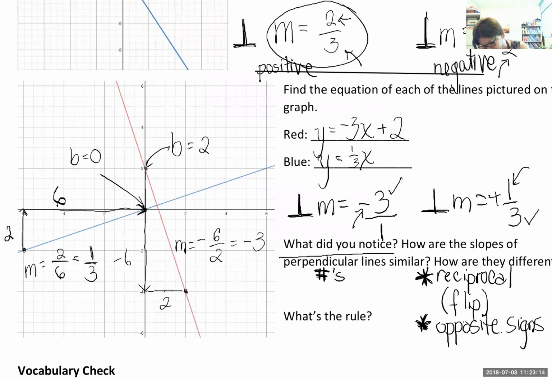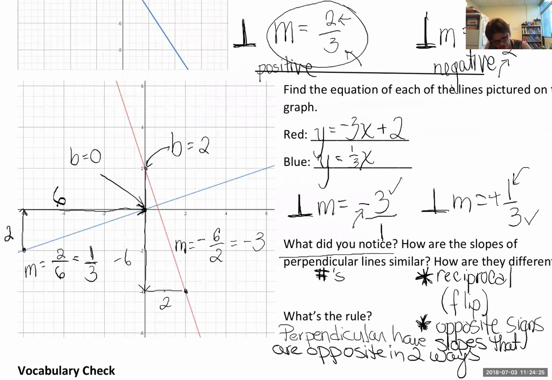What's the rule? The rule is that perpendicular lines have slopes. Remember, it was the slopes we were comparing that are opposite in two ways. The first way that they're opposite, as we stated before, is that they're reciprocals, they're flips. The numerator becomes the denominator, but that's not enough. It's not just reciprocal.